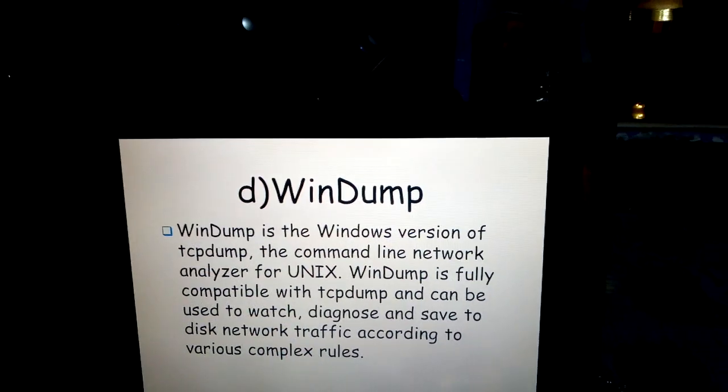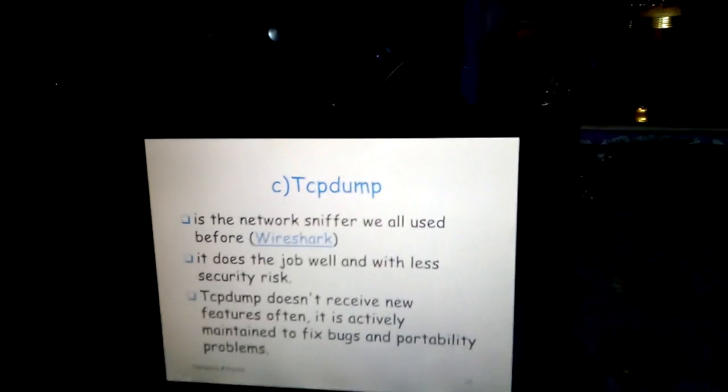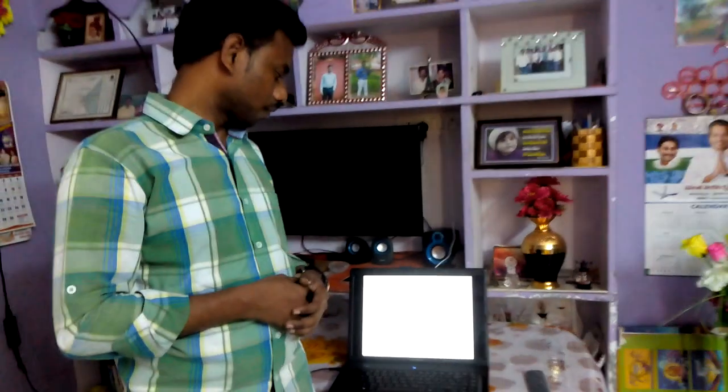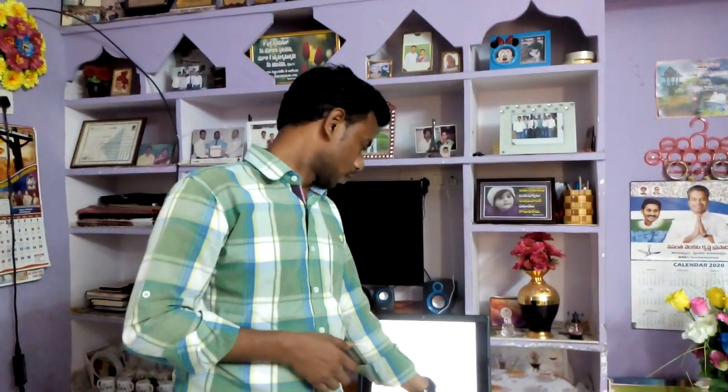Already we discussed Ettercap, and coming to the next one, the next one is TCP dump. TCP dump is the network sniffer we all used before Wireshark. The full form of TCP, we know very well, is Transmission Control Protocol. And the next one is WinDump.